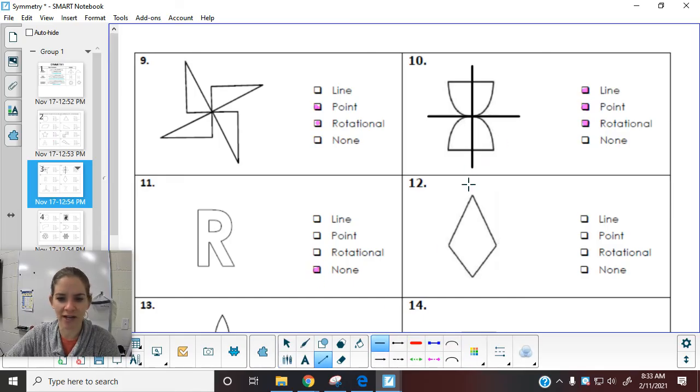Number 12 does have line going straight through the middle. You only need one line for it to work. And as far as point and rotational, it does not look the same anywhere when you rotate it.